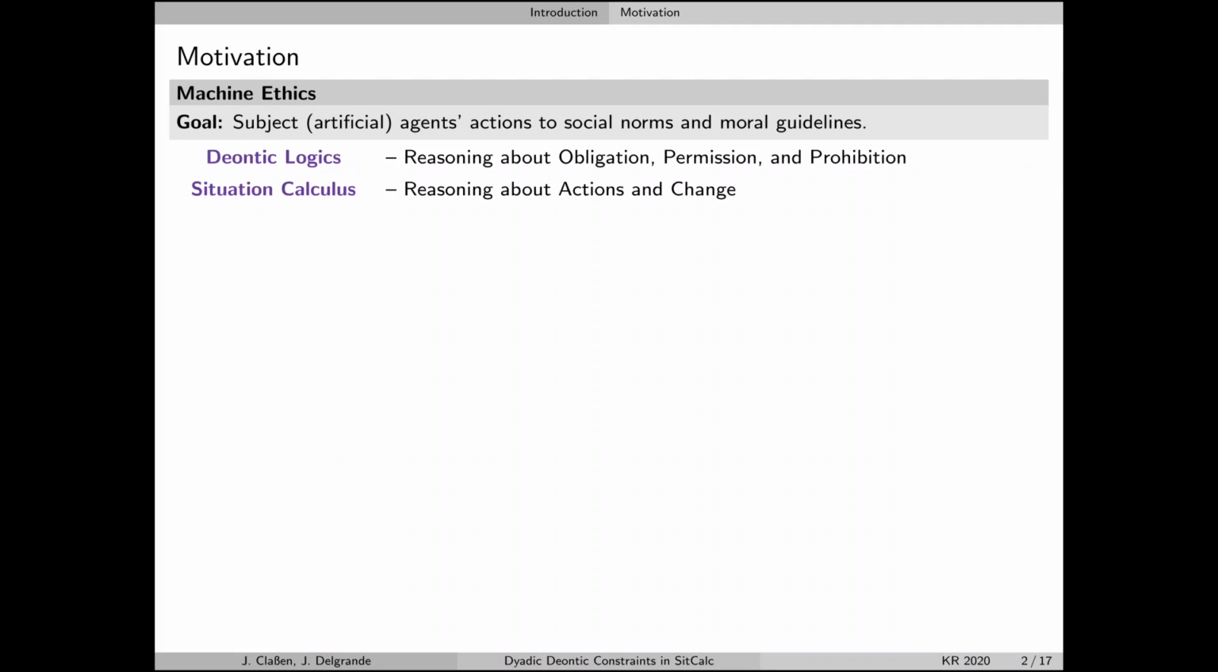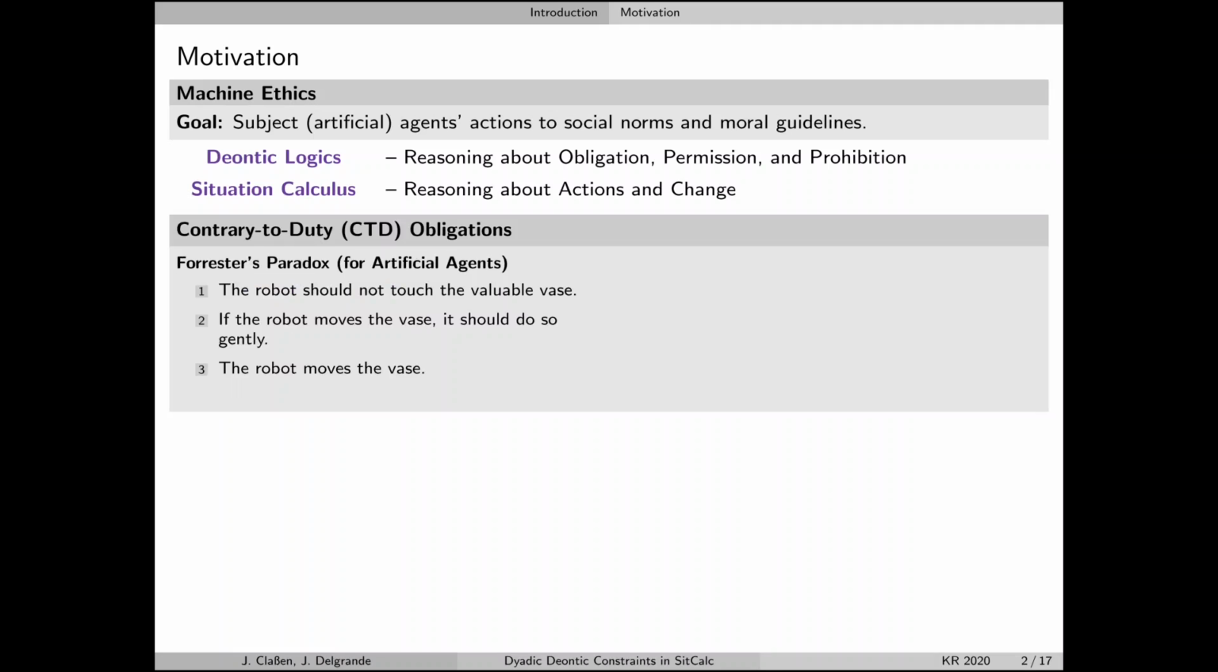Here we looked at the question of how to make the actions of artificial agents that operate in shared environments with humans subject to social norms and moral guidelines. That is to say, we want to integrate concepts and results from the area of Deontic logics, which has been traditionally concerned with reasoning about notions such as obligation, permission, and prohibition, with a popular formalism for reasoning about actions and change, namely the situation calculus.